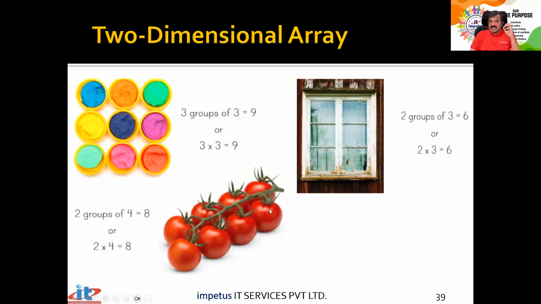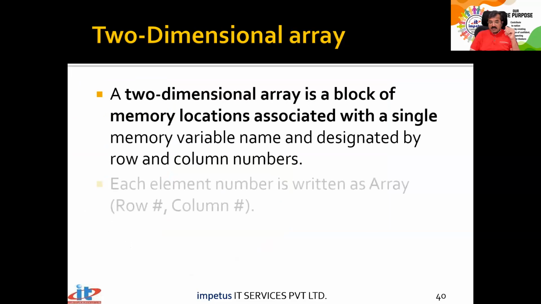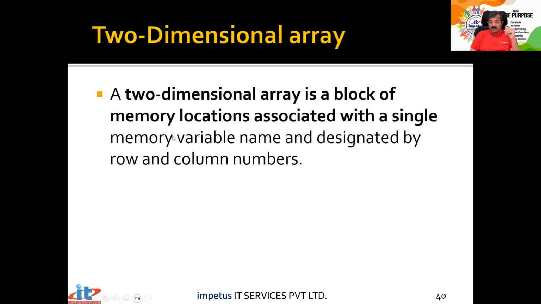So a lot of times these kinds of arrays, where you are now clubbing together more elements, will serve your purpose. So a 2D array is a block of memory locations associated with a single memory variable name and designated by row and column numbers. To access these elements, we'll not just be using the column number, we'll use row and column. Last time, to access an element, we said the array name followed by the column number. Here we're going to use two things, the row number as well as the column number to access an element.